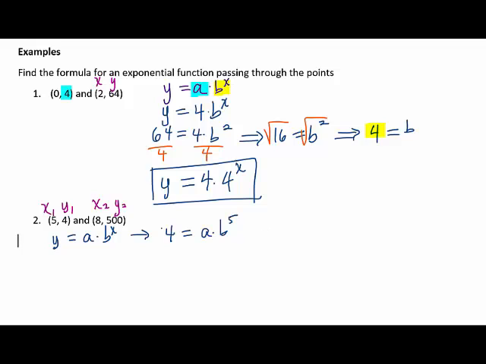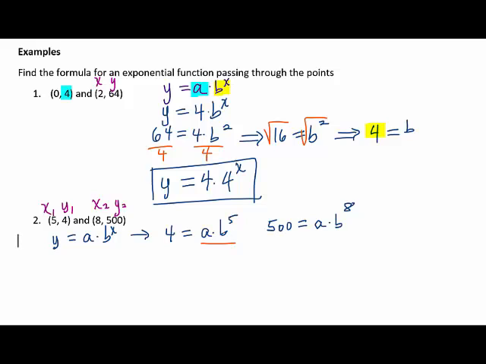Then another equation we could form that would have the same a and b values is 500 = a times b to the 8th. Now we have a system of equations with two unknowns. So we're going to solve the first equation for a, and then substitute that expression into the second equation.